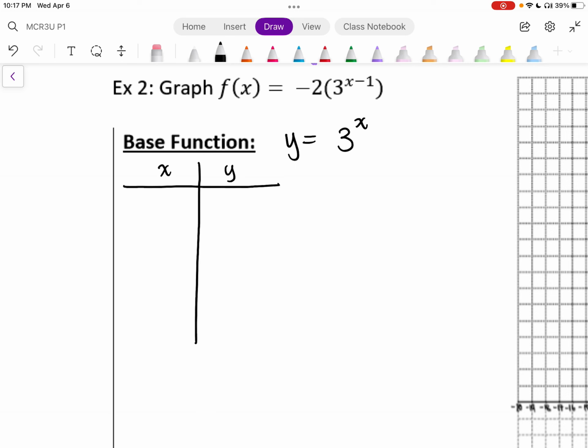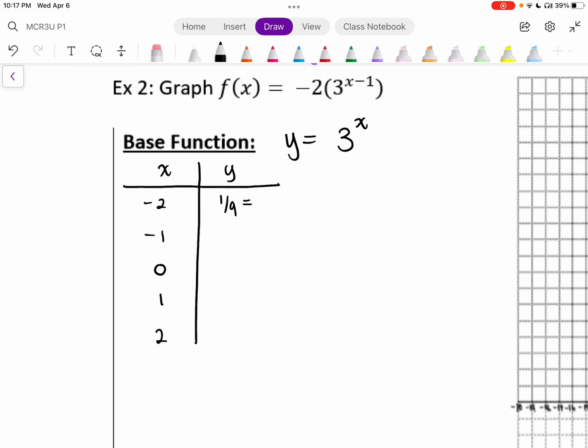So we have, I'm just going to do negative 1, negative 2. This is kind of my go-to. These are my go-to points, right? So then I'm going to say 3 to the power of negative 2 is 1 over 9. I always like to write that as a decimal, just because when you go to graph, it's easier to have decimal numbers than it is to graph fractions.